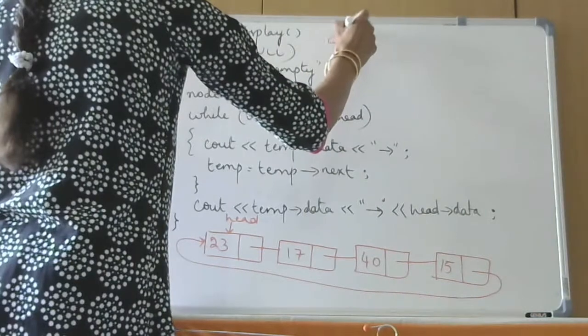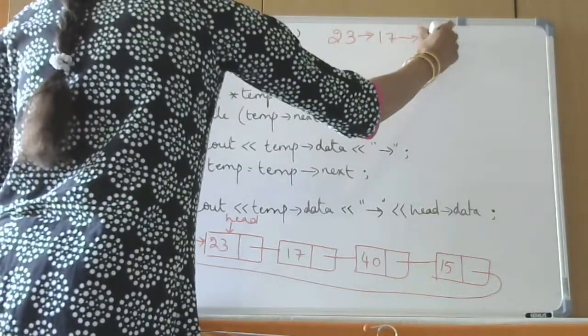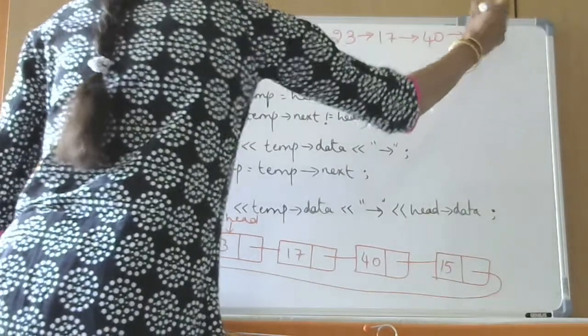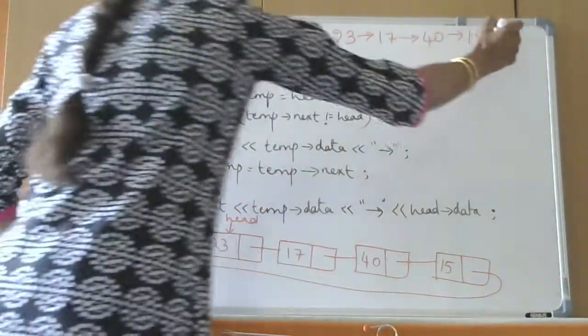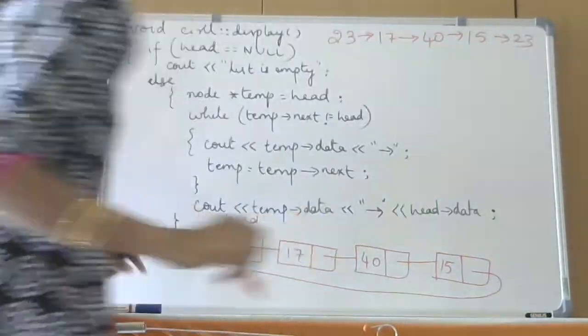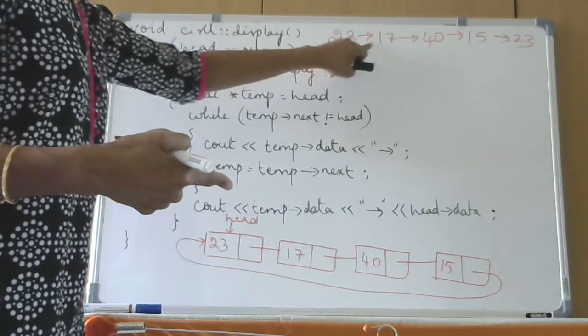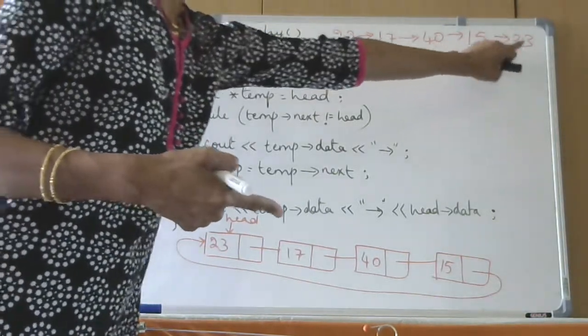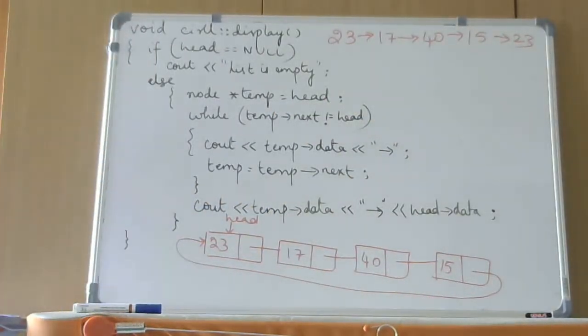If I want to display, I will display it as 23, 17, 40, 15. Since it is a circular linked list, this is coming back here, so again I have to write 23. It starts with 23 and ends there again. It is circular. That is why we should always display it as 23, 17, 40, 15 and again 23. This is how you should display this particular circular linked list.